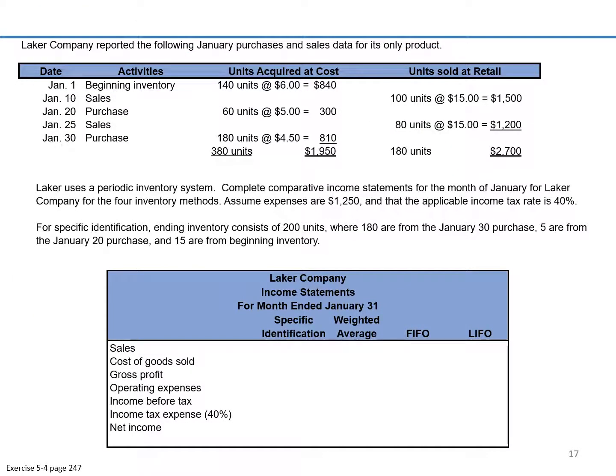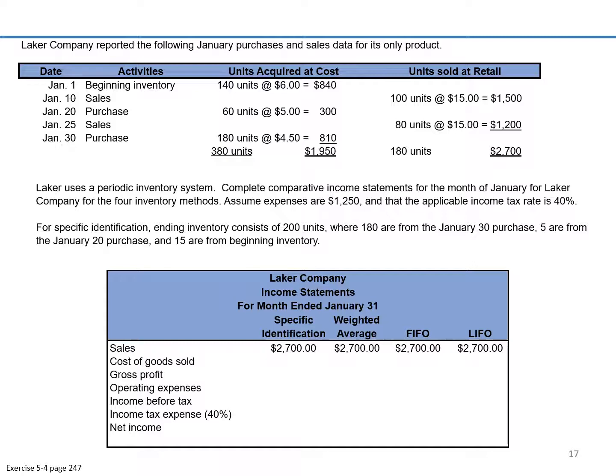All right, so Laker Company reported the following January purchases and sales data. They use a periodic inventory system. They want us to complete the comparative income statements for the month of January using the 4 inventory methods. We're supposed to assume that expenses are $1,250 and we have applicable income tax of 40%. So for specific identification, ending inventory consists of 200 units: 180 from January 30th, 5 from January 20th, and 15 from beginning inventory.